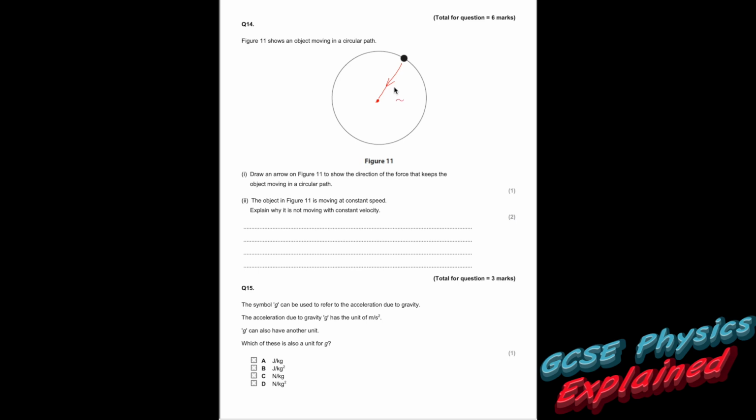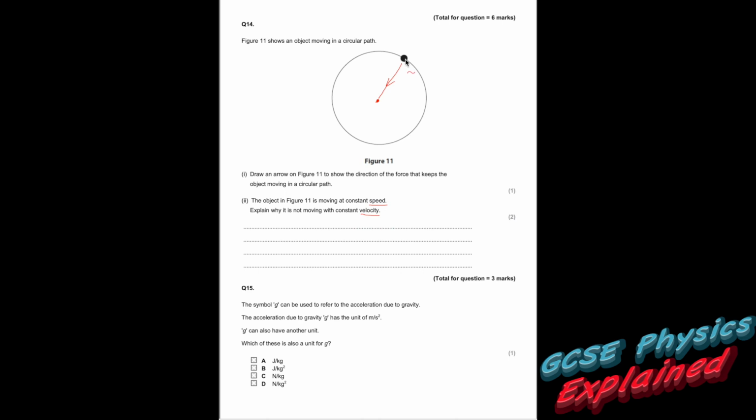The arrow will be pointing towards the centre. Part 2. The object in figure 11 is moving at constant speed. Explain why it is not moving with constant velocity. Right, speed is a scalar. It has only size. It doesn't depend on direction. Whereas velocity is a vector, so direction is important.